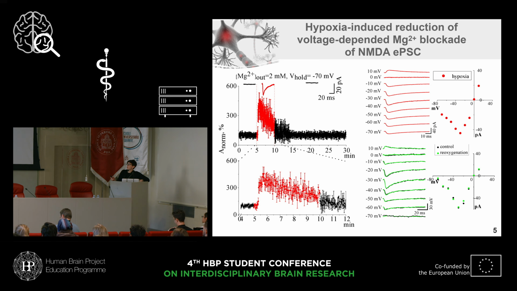Moreover, we observed that hypoxia induced a reduction of the voltage-dependent magnesium blockade of the NMDA response. The presence of magnesium ions in the external solution at holding potential of -70 mV induced voltage-dependent blockade of the evoked NMDA response in control. An application of hypoxic solution leads to the appearance of an evoked NMDA response that disappeared again during reoxygenation. This reduction was not due to cell depolarization, as we can see from the voltage-current relationships presented here.